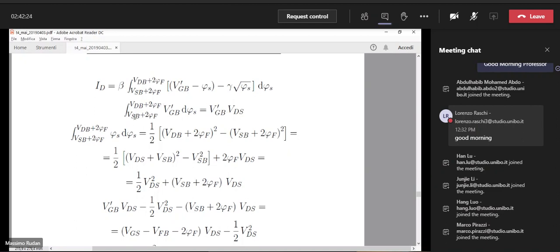So if you calculate it, you have VGB prime times the difference of the integration limits, okay? And this difference, of course, is VDS. Then you multiply by beta. It is not shown here, but we'll do it later. So this is the first ingredient. It is called the linear part of the characteristic because it depends linearly on VDS.